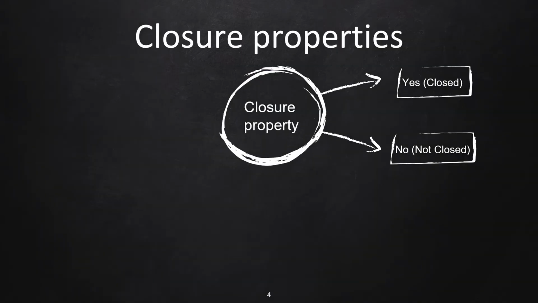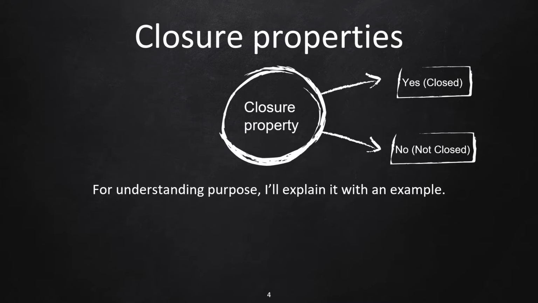Before going to the closure properties of context-free language, first understand what closure properties are. There are various types of closure properties. For every closure property, there are two possibilities: either the language is closed under the property or not closed. To understand what is meant by closed and not closed, I will take an example.